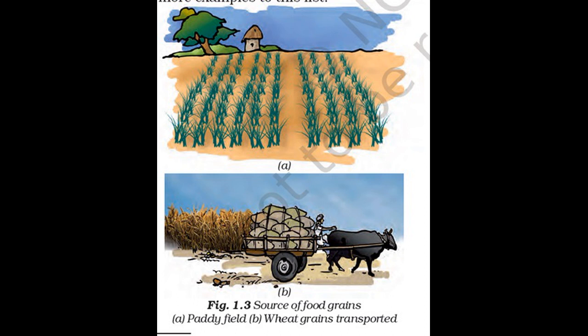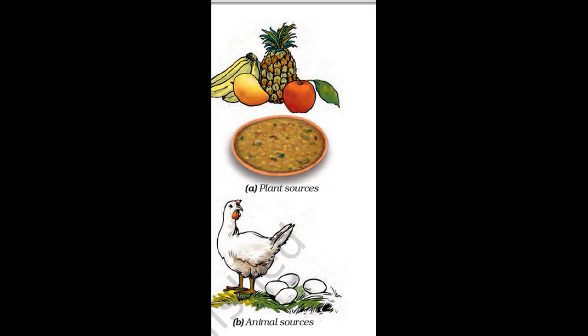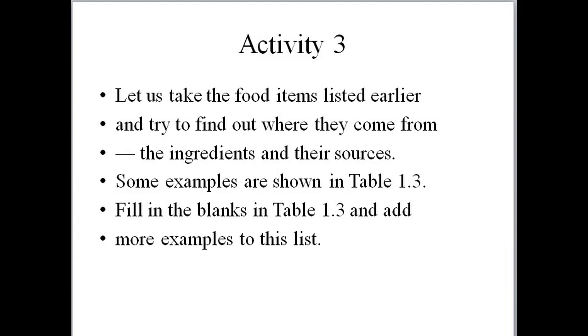Of course, plants. What is the source of rice or wheat? They grow in a paddy field or rice field, as you can see here in the picture. So crops are grown the entire year. And then there are food items like milk, eggs, and meat, which come from animals.